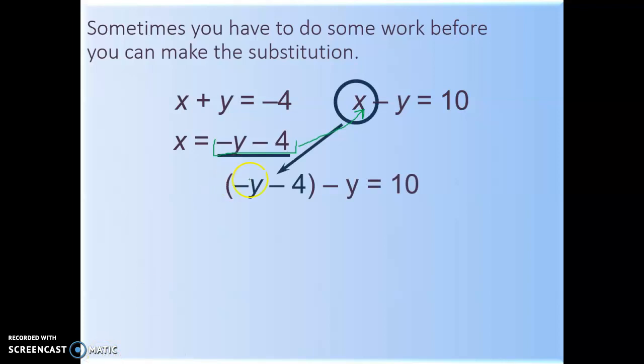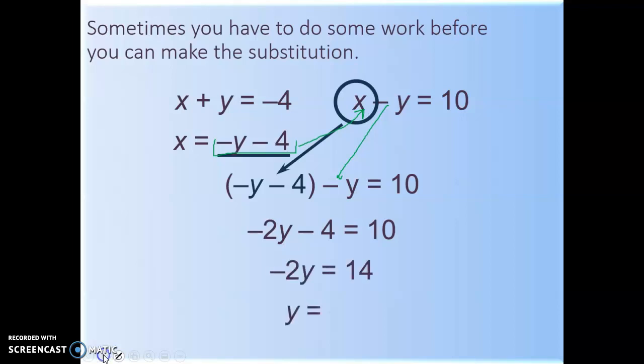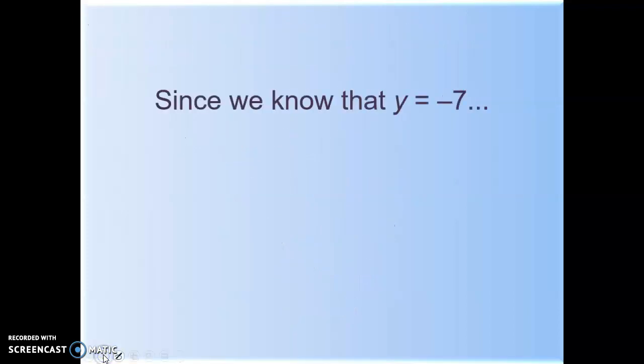Again, using parentheses, so I'm subbing in for x and I'm subbing negative y minus 4 all in parentheses plus my original operation minus y equals 10. Combining like terms gets me negative 2y minus 4 equals 10. And using inverse operations in algebra, I find that y equals negative 7. Now that I know that y equals negative 7, I can go back into that original equation that I had and substitute negative 7 in for y.